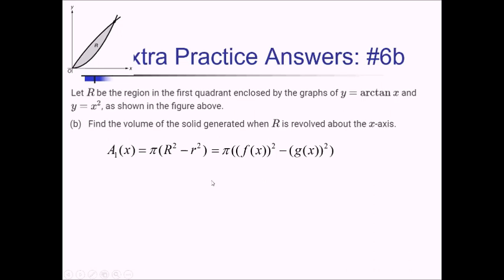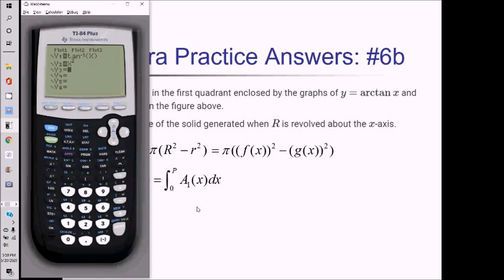So in the calculator, and notice I called this A sub 1 because I've got another area formula coming up in part C that I don't want to confuse with this one. So now to get the volume, I'm just taking the integral from 0 to p of A sub 1 of x dx. Let me do this on the calculator. Just to do this a little more cleanly, I'm going to define this A sub 1 of x function in my y equals as y3.